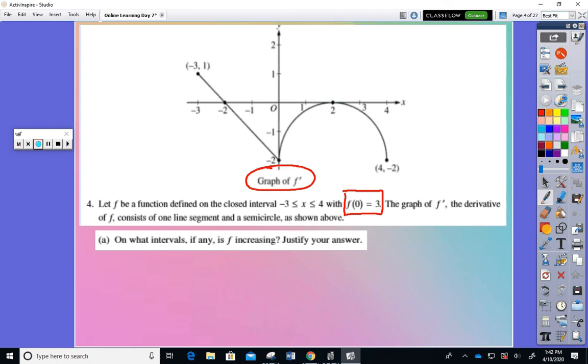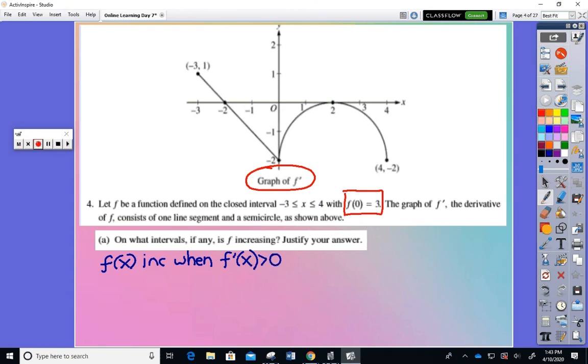Okay, so on what intervals, if any, is f increasing? So here's my thinking. I know that f of x increases when, now remember, this is where we go back to what you learned in the first half of the class, when f prime of x is positive. Okay?